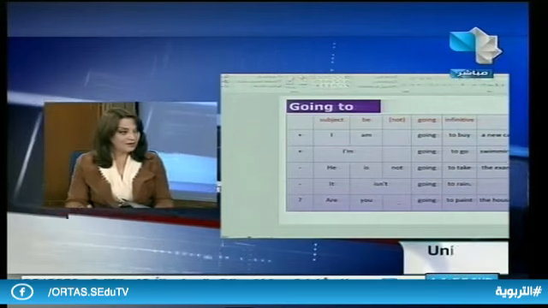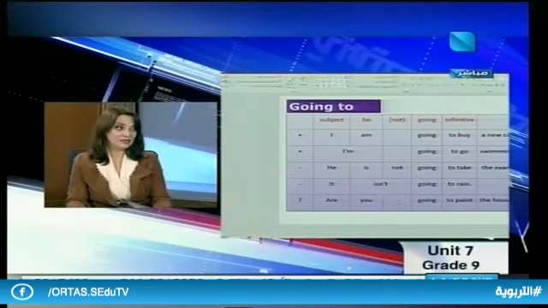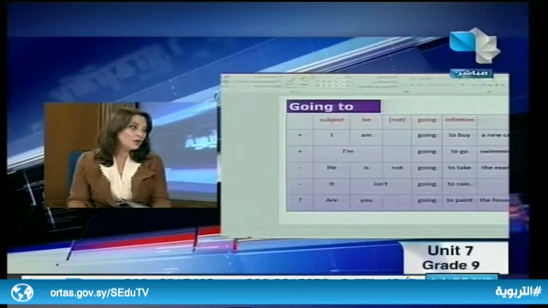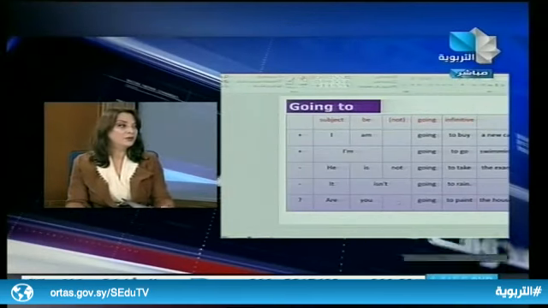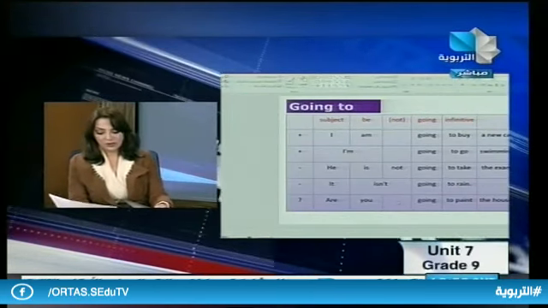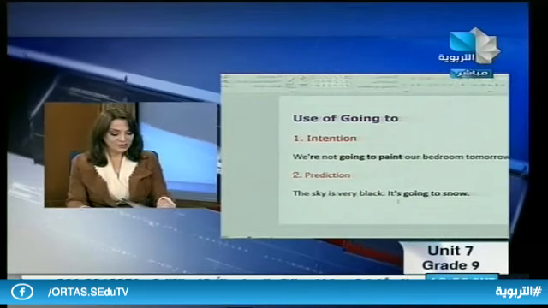Are you going to paint the house? What do you answer? Yes, I'm going to paint the house. Yes, I am. Just yes or no. Yes, I am. Or no, I'm not. I'm not going to paint the house. Very nice, very nice.